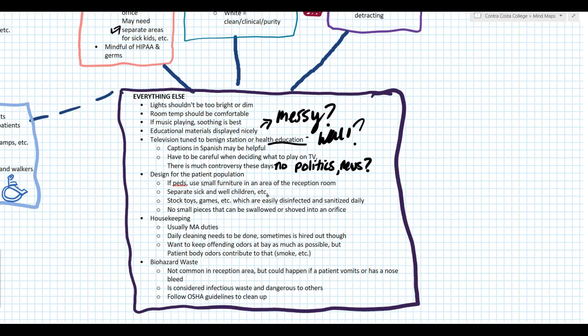Also, when you're thinking about pediatrics, you want to have no small pieces that can be swallowed or shoved into an orifice. So, no beads or any tiny moving parts that can be shoved into a nose hole or an ear hole or swallowed.